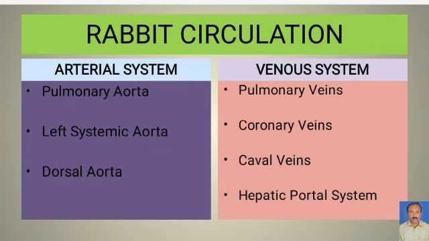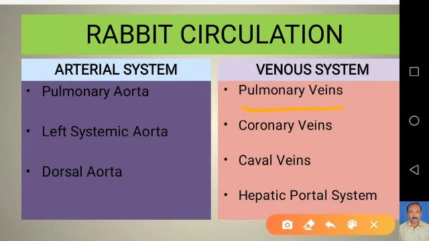In the last session, we have discussed rabbit arterial system. In this session, we shall discuss venous system of the rabbit. The deoxygenated blood from various parts of the body is returned to the heart through veins. The venous system of rabbit consists of 4 groups of veins. They are pulmonary veins, coronary veins, caval veins, and hepatic portal system.